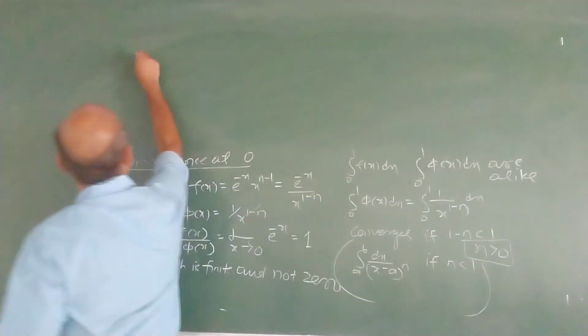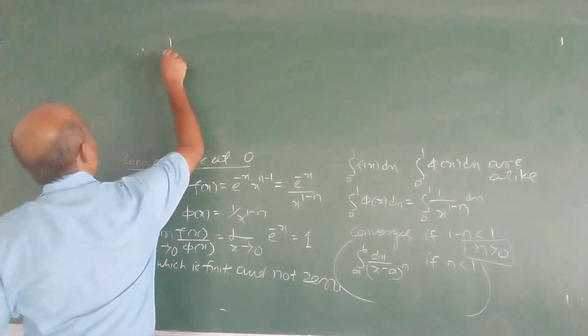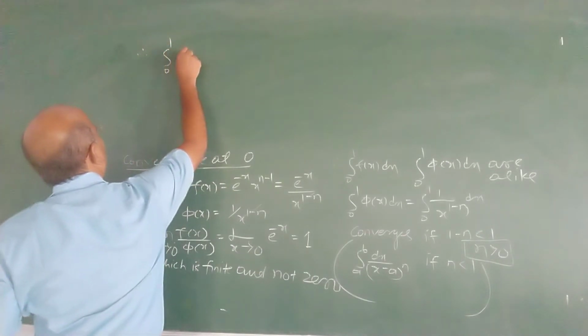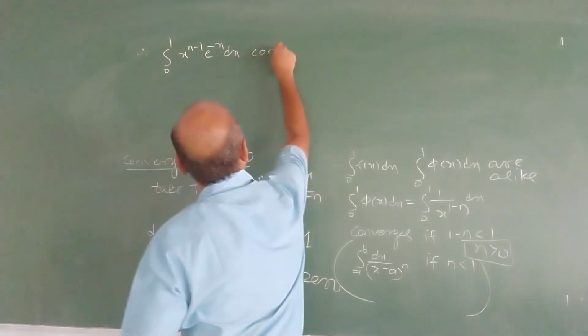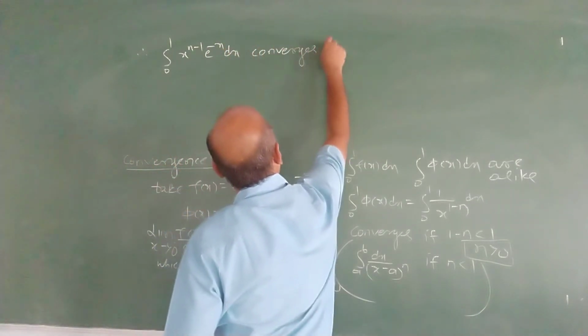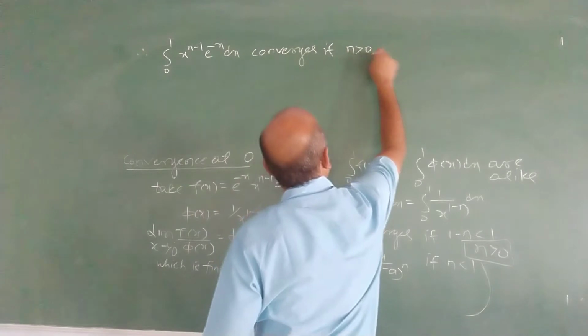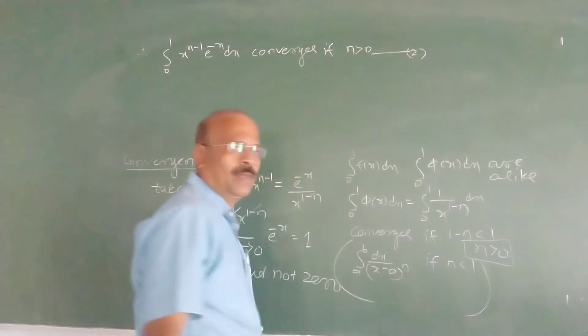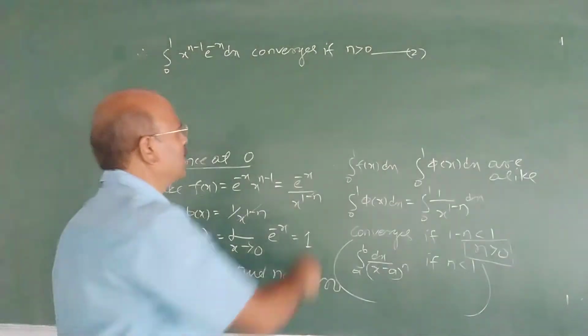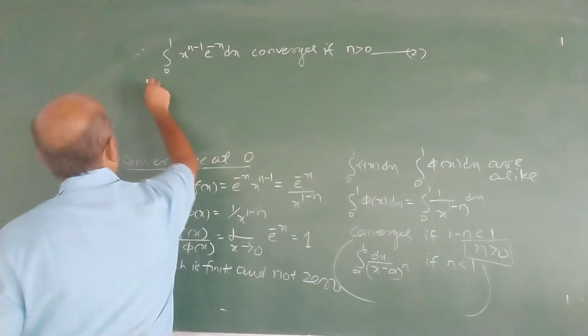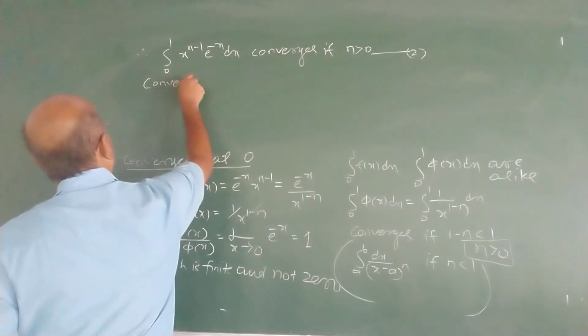Therefore, by the practical comparison test, 0 to 1 x raised to n minus 1 e raised to minus x dx converges if n is greater than 0. Take this as 2. So, for n greater than 0, it converges at 0. Now, convergence at infinity.